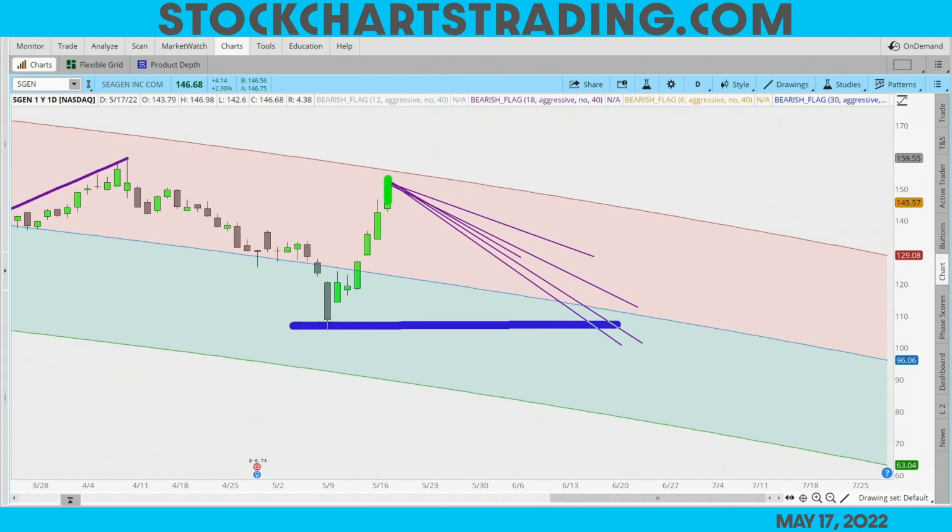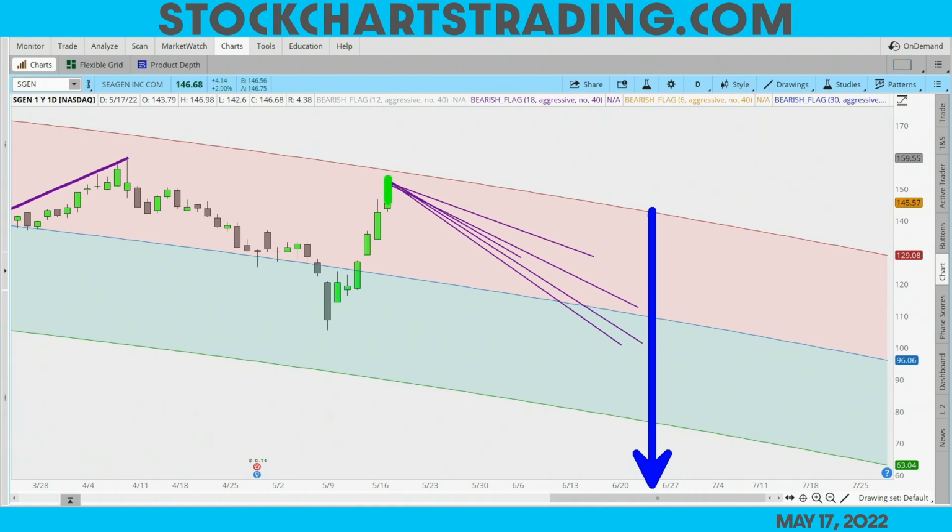off back down to the support level, the time for this to play out would be just after the June expiration. If you're aggressive, maybe June is good for you. Or you might want to consider using the July option.